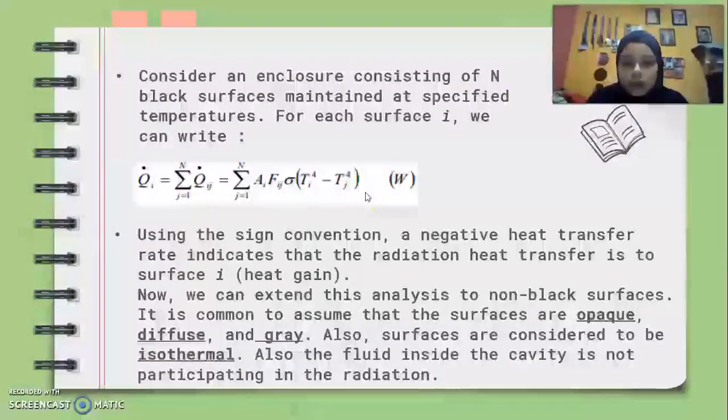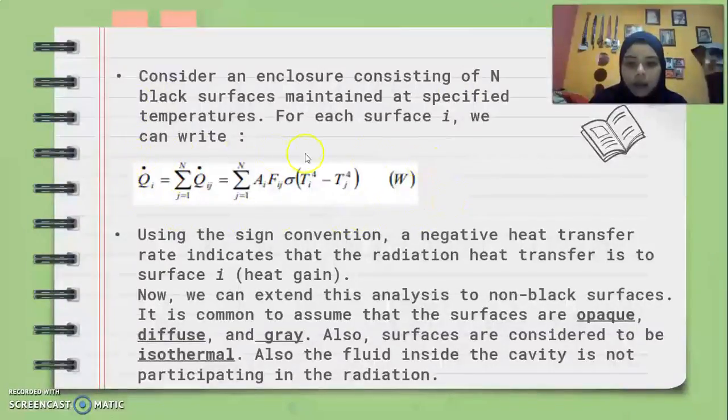Consider an enclosure consisting of N black surfaces maintained at specified temperatures. For each surface i, we can write this formula. Q dot i equals this formula. Using the sign convention, a negative heat transfer rate indicates that the radiation heat transfer is to surface i, which is a heat gain.